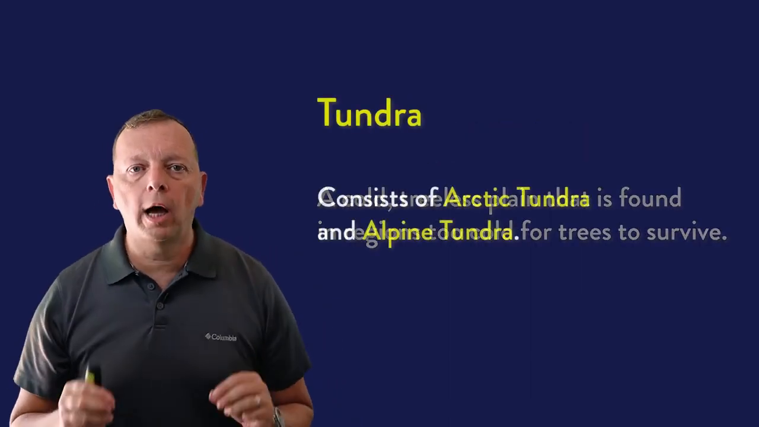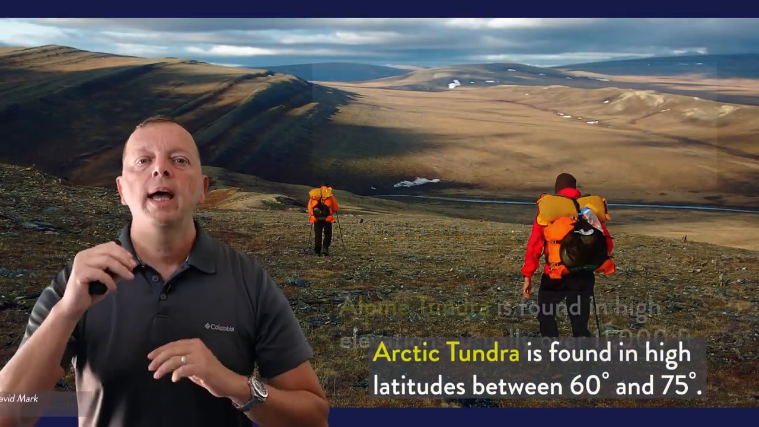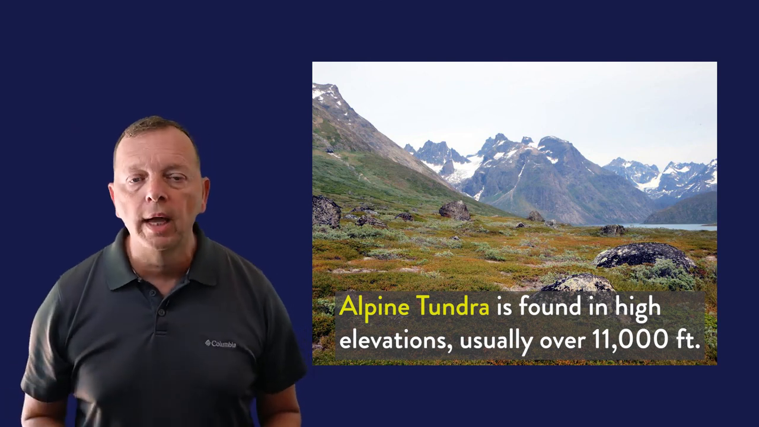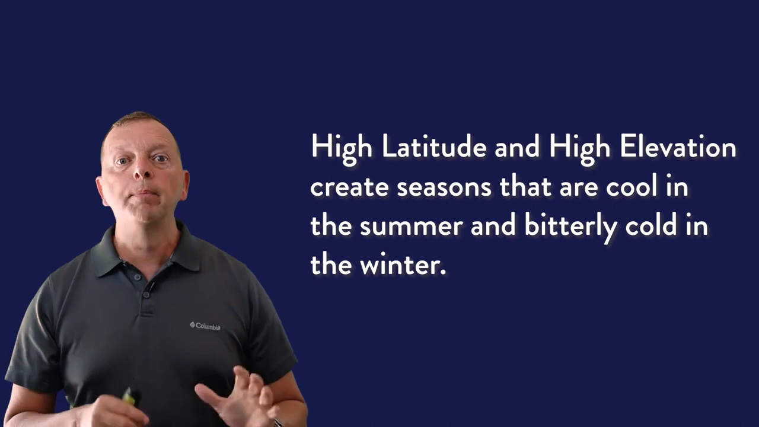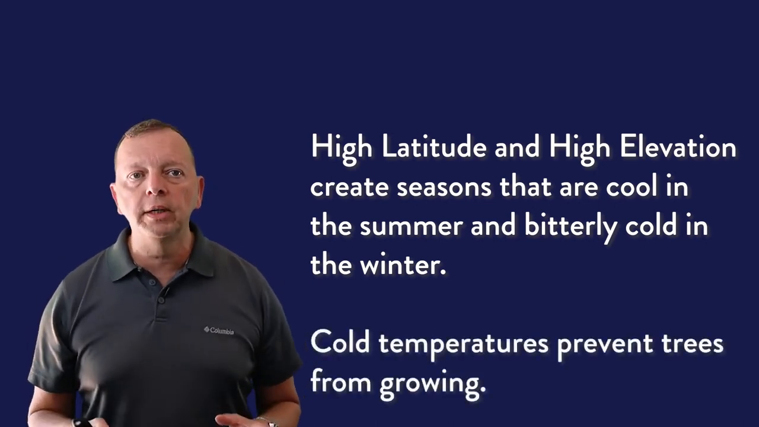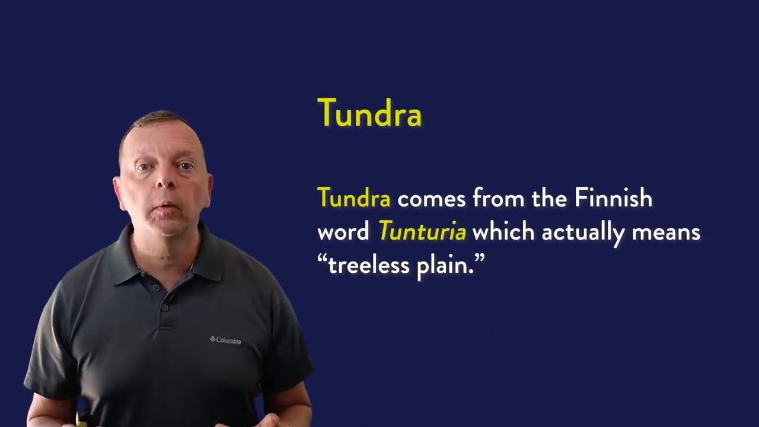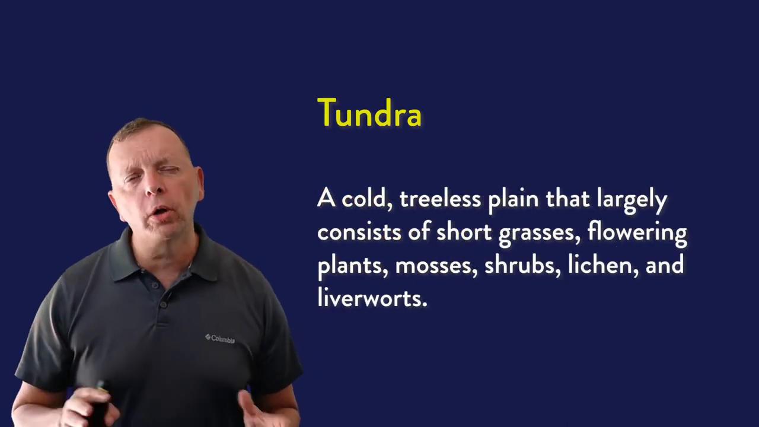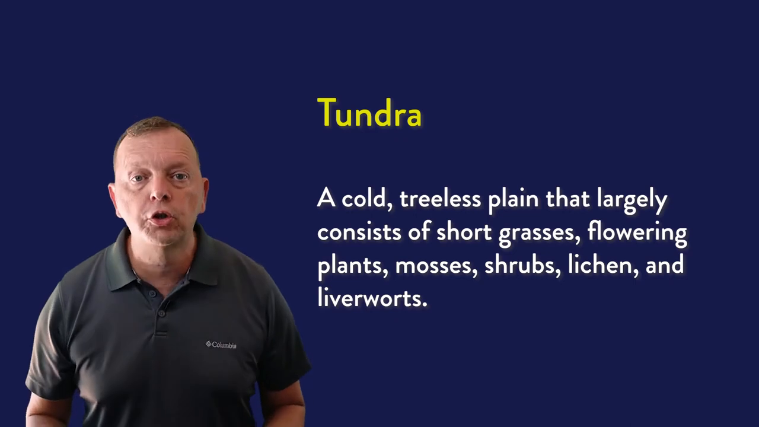And we have Arctic and Alpine tundras. Arctic tundras are found in high latitude areas, and the Alpine tundras are found in high elevation areas up in the mountains. In both of these tundras, the temperatures are at best cool in the summers and brutally cold in the winters. In fact, so cold you're not going to find trees in the tundra. In fact, the word tundra actually comes from a Finnish word that literally means treeless plain. Now, vegetation in the tundra is largely limited to low shrubs, mosses, liverworts, flowers, and short grasses.